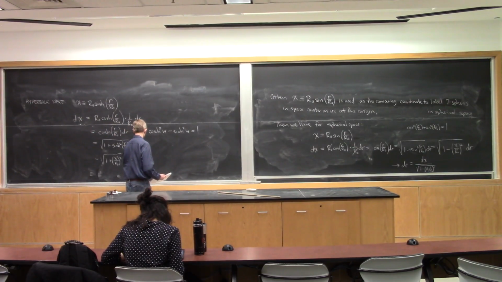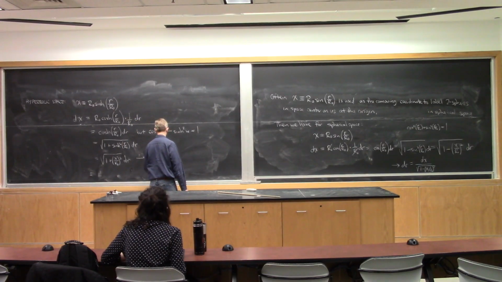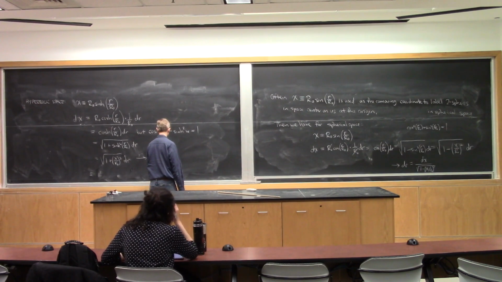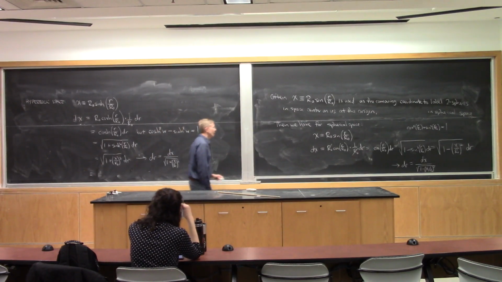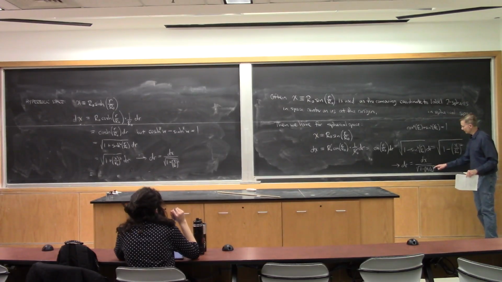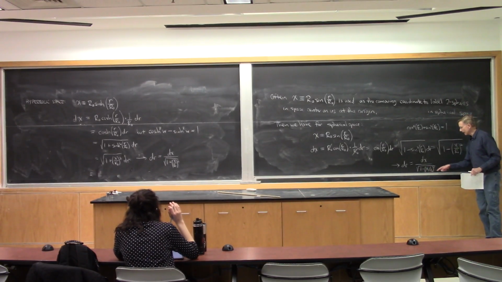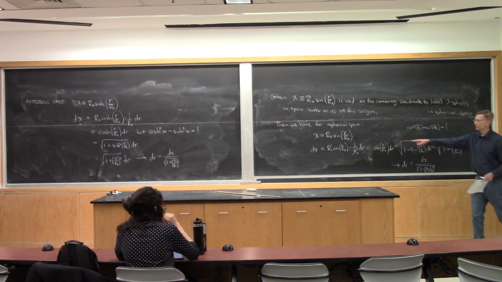Which says this time dr is dx over the square root of 1 plus x over r naught squared, whereas in spherical space, it was dx over the square root of 1 minus x over r naught squared. So they're very similar, except there's a minus in this one and a plus in this one.